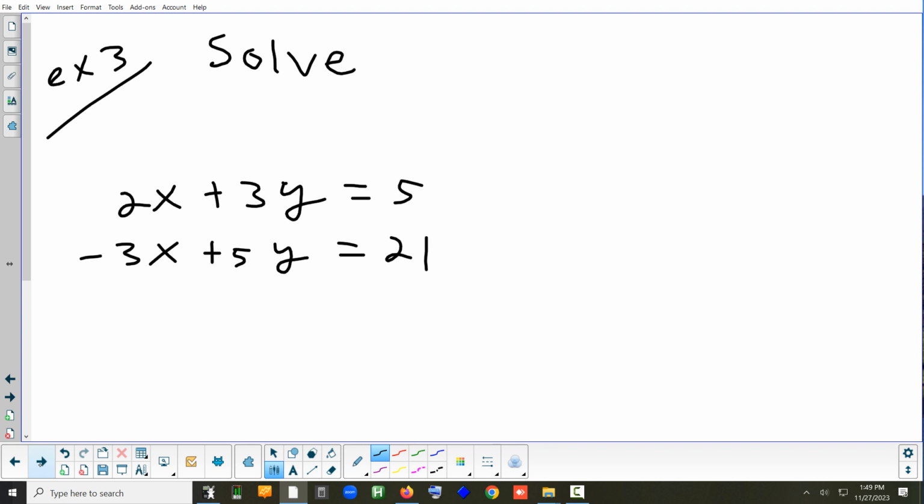Okay, let's try this one. So we got 2x plus 3y equals 5, and negative 3x plus 5y equals 21. Now, just to be clear, you can do substitution. If it doesn't say what method to use, and you think substitution is easier, you could do it. The problem with substitution is you don't have any variable that doesn't have a number in front of it. Substitution is really easy when there's no number in front of one. Okay, but we don't have that.